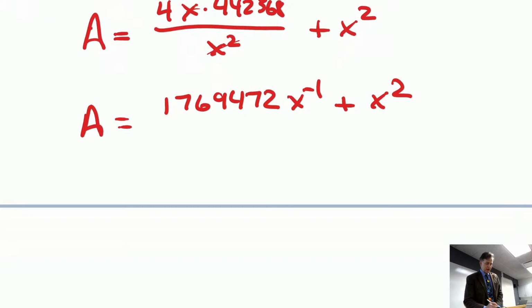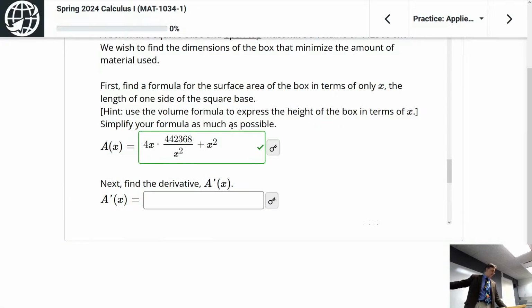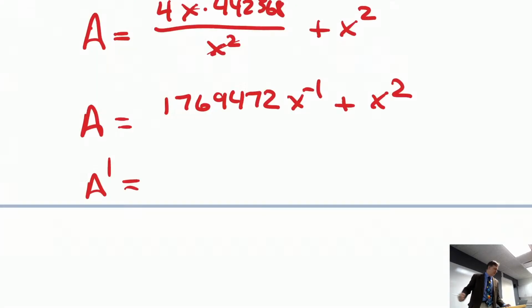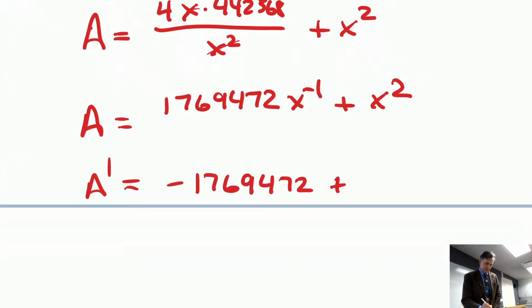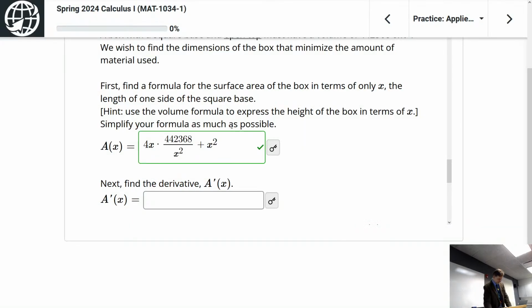So now we'll do A prime, do the derivative. You know you're going to have to do the derivative. All this is saying is find the derivative. I thought it was pretty straightforward. I didn't realize that it would confuse so many people. So the derivative is negative 1,769,472 x to the negative 2 plus 2x. So there's my derivative. Let's see if I get this one right.